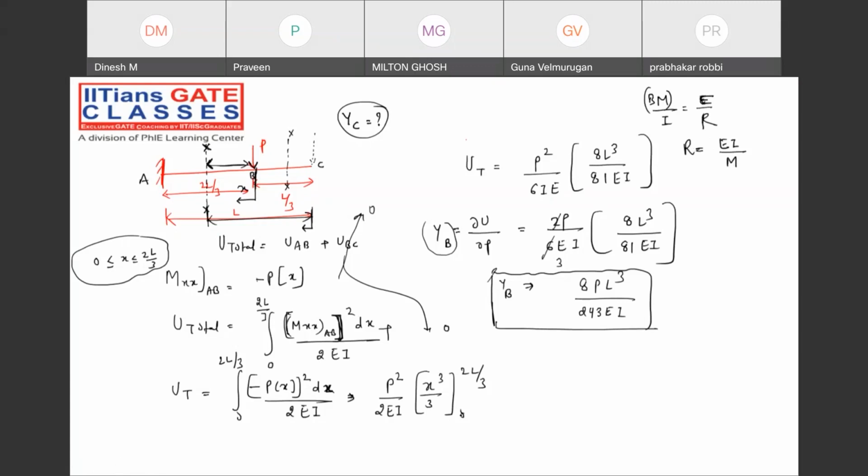At any portion when the bending moment is 0, the radius of curvature will be infinite. Check it out. At any portion when the bending moment is 0, the radius of curvature will be infinite. What is the meaning of this case?